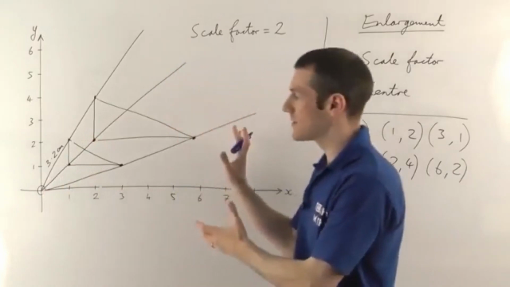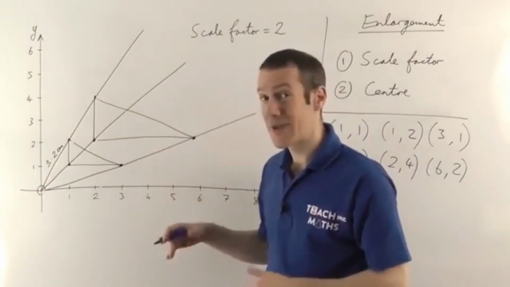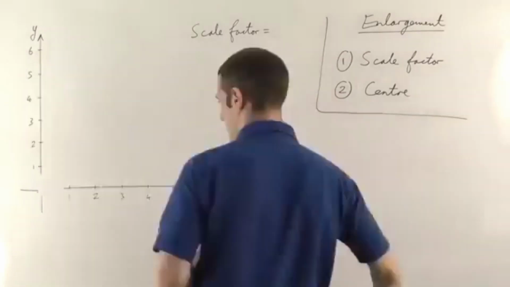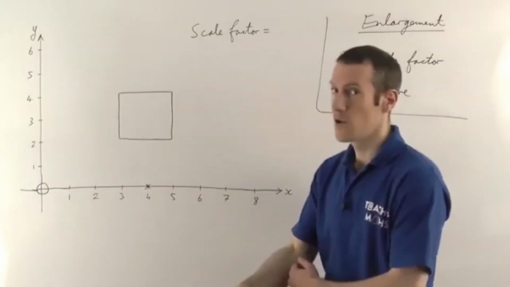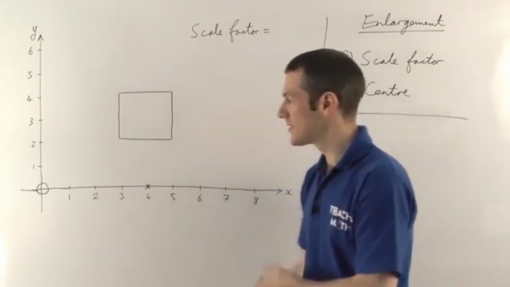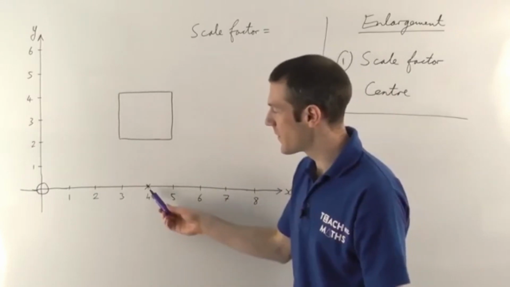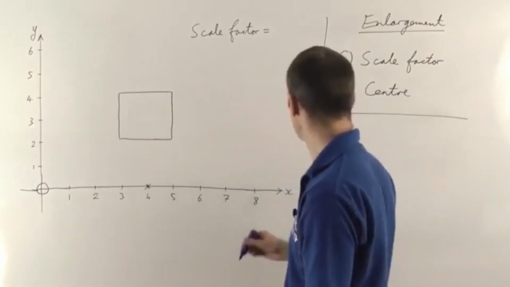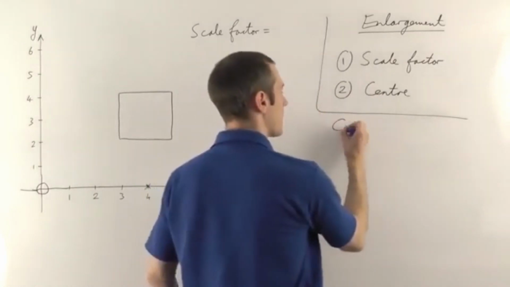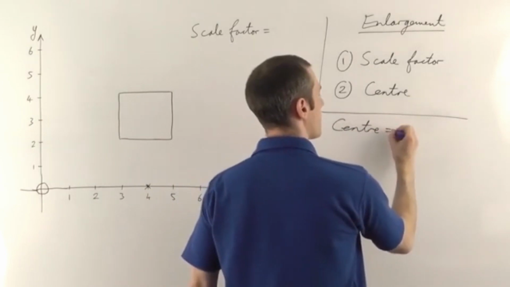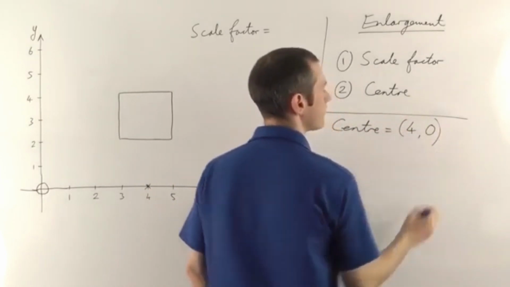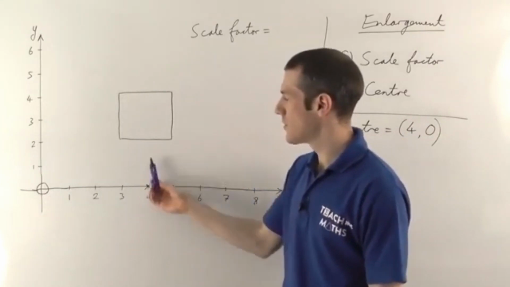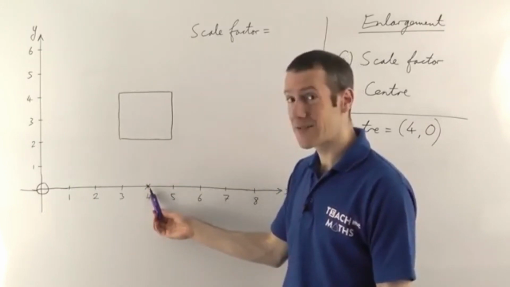Alright, give me a moment to rub this out. I'll draw another example on, and this time we're going to pick a different centre of enlargement, not the origin. Alright, so I've got a square now, and this time I'm choosing the centre of enlargement to be this point here. So as a coordinate, our centre is going to be 4, 0. It's 4 in the x direction and nothing in the y direction. So we go 4 to the right, and then we don't go up or down. So that's where the centre of enlargement is going to be.